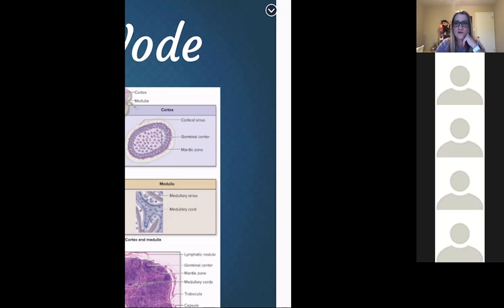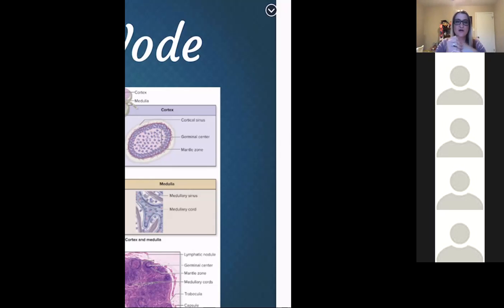Let's look at the cortex here. If you look at the top part of this image, you see the cortical sinus. Between these lymphatic nodules, you have sinuses that the lymph flows through, and these are called cortical sinuses if they're in the cortex. And the lymph will flow around. And then you can see the mantle zone. That's the darker area of the lymphatic nodule.